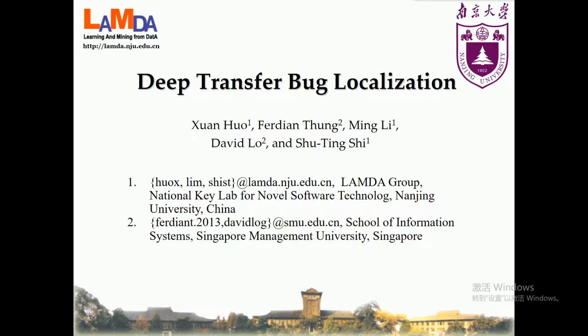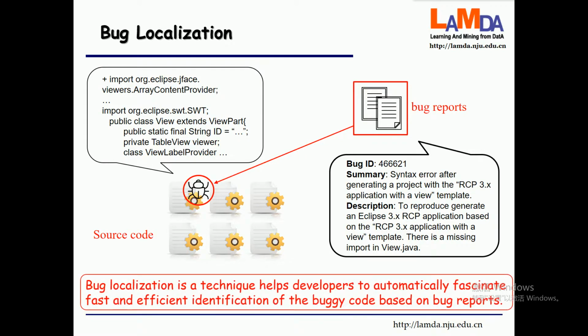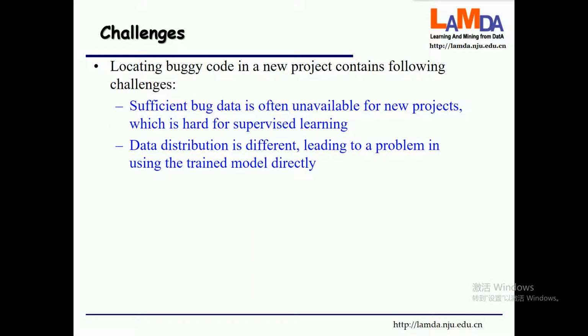Today we will introduce our work, Deep Transfer Bug Localization. When systems grow larger and larger, many projects often receive more bug reports than they can handle. Bug localization is a technique that helps developers automatically facilitate fast and efficient identification of the buggy code, which is very important and necessary.